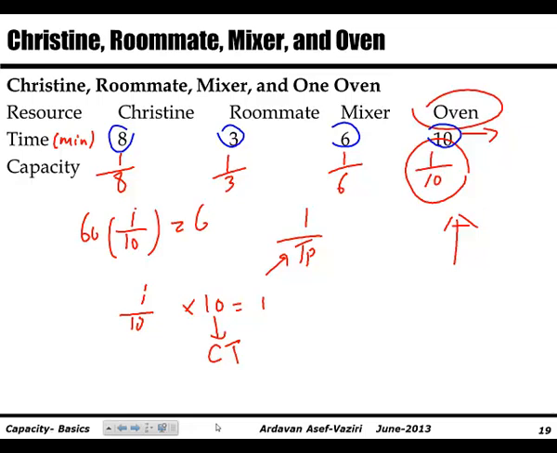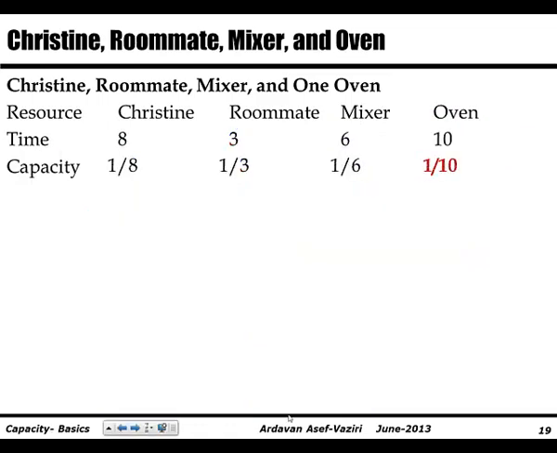Utilization is 1 over 8 for the capacity of the first one, 1 over 3 for the second one, 1 over 6 for the third one, and 1 over 10 for the bottleneck. Maximum production is equal to the capacity of the bottleneck, which is 1 over 10. These are the utilizations, and here are the computations, capacity.